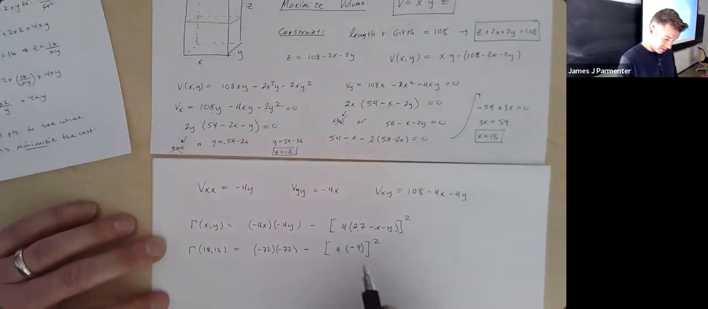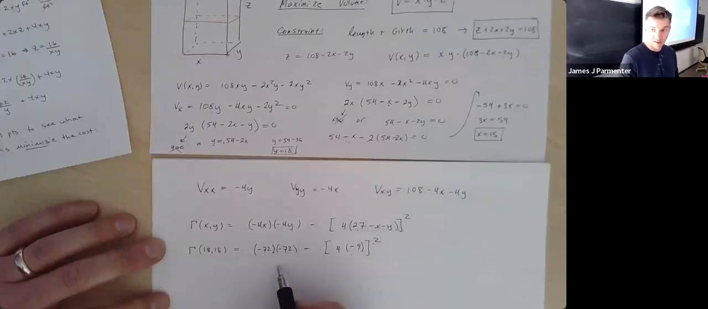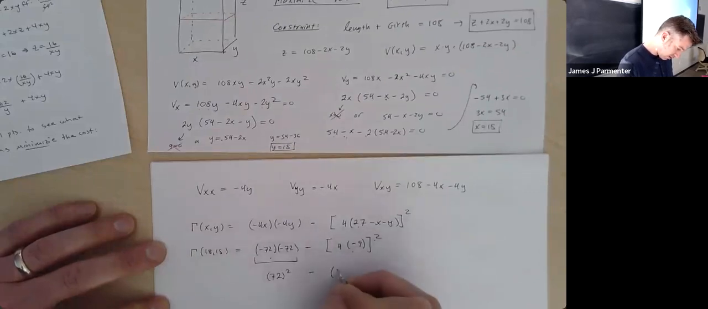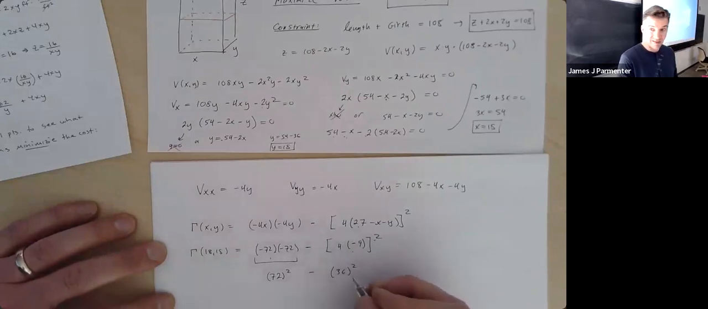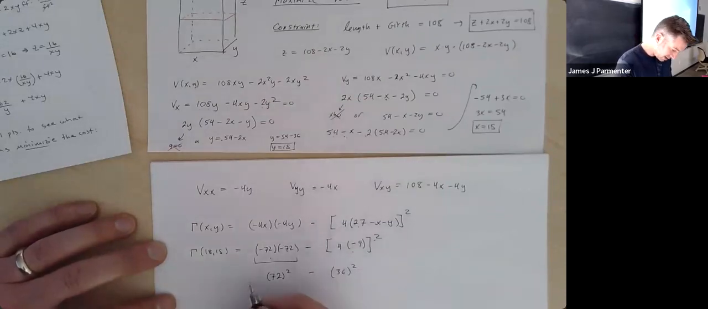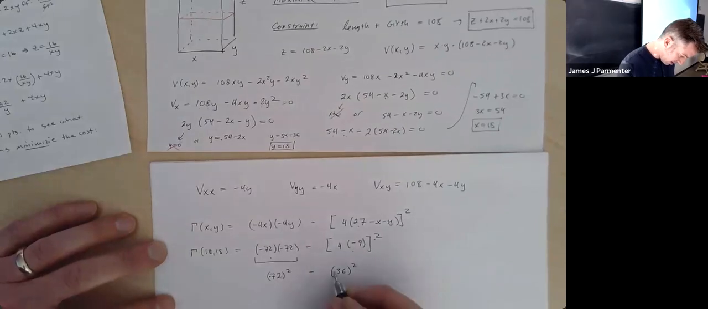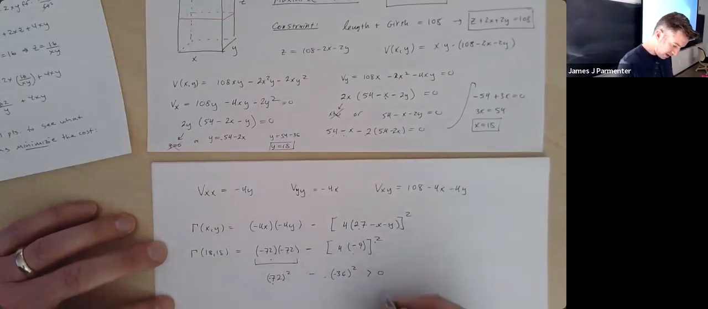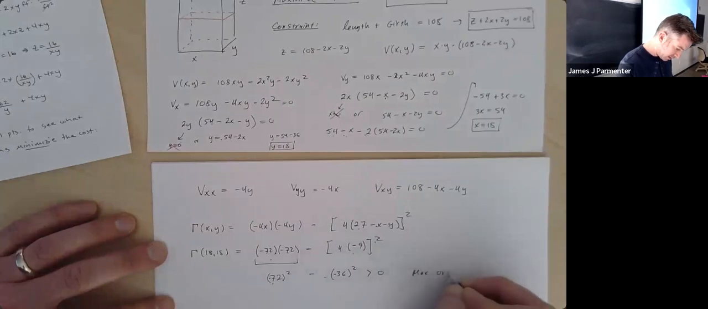All right, so that's 36 squared. That's 72 squared. 72 squared is bigger. So this is this number, 72 squared, and this number is 36 squared. I'm ignoring the negative signs because when you square a negative, I guess I could say it's negative 72 squared and negative 36 squared, but that's certainly bigger than that. So this is going to be positive. When it's positive, you know you have a max or a min.